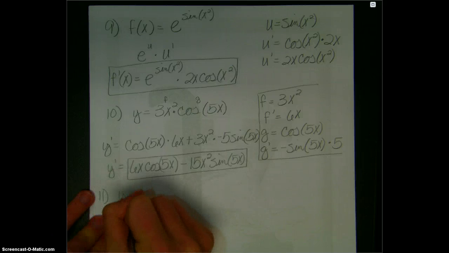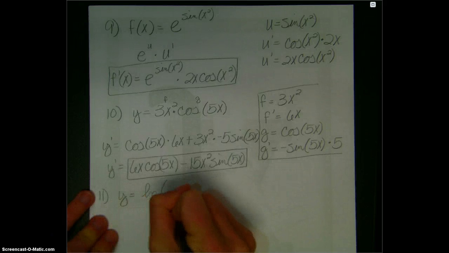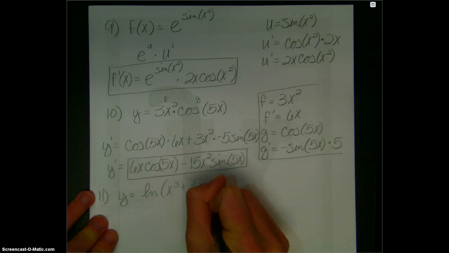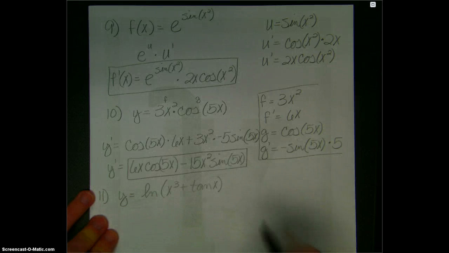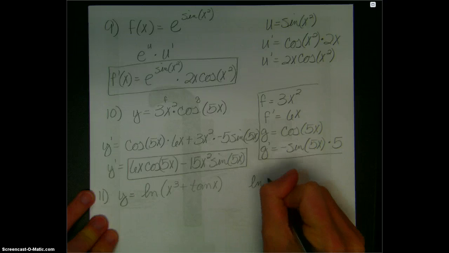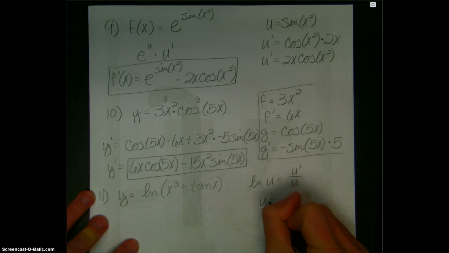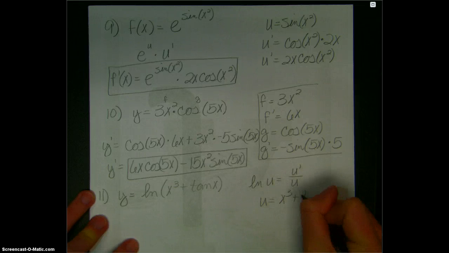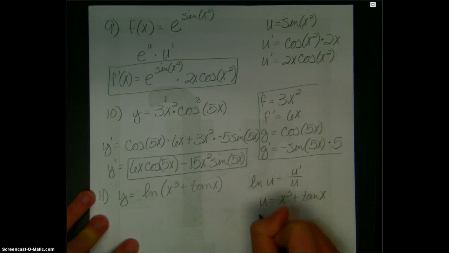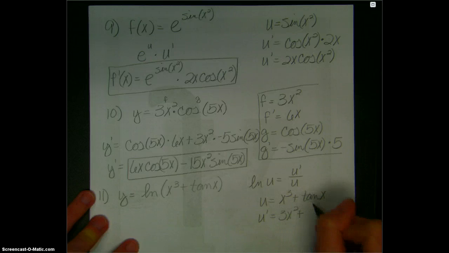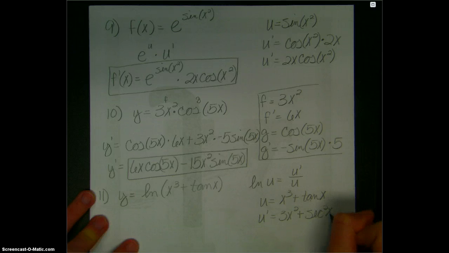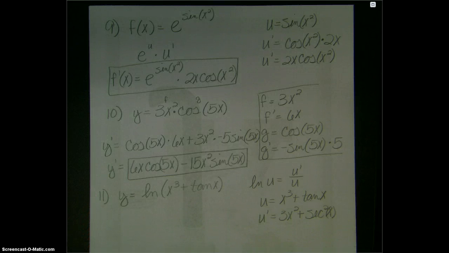Okay, on number 11, we have the derivative of our natural log. The derivative of the natural log of u is u prime over u. I'm going to let u represent x cubed plus the tangent of x. Therefore, u prime will be 3x squared plus the derivative of tangent, which is secant squared x, and if I use my chain rule, the derivative of x is just 1. So times 1, we don't really need to write that.